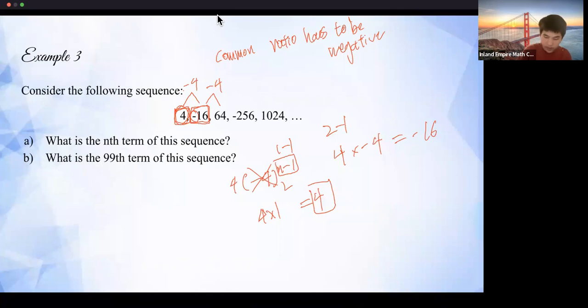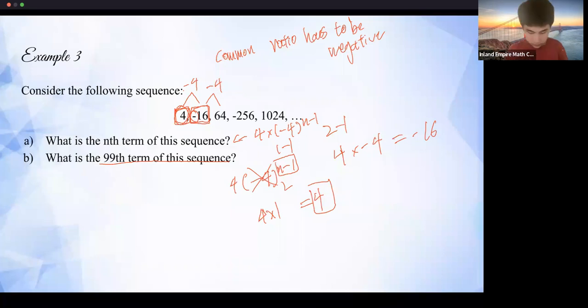So the generalization, the nth term of the sequence, is just 4 times negative 4 to the n minus 1th power. And so what is the 99th term of the sequence? Before we move on to this, did everyone get what I just did? All right, I'm gonna move on then.